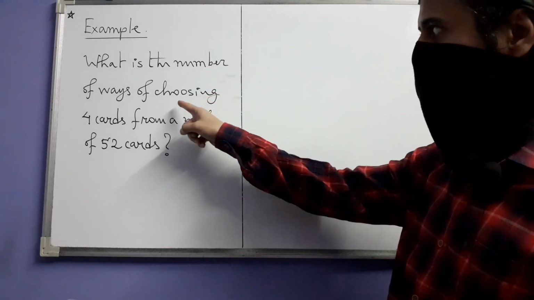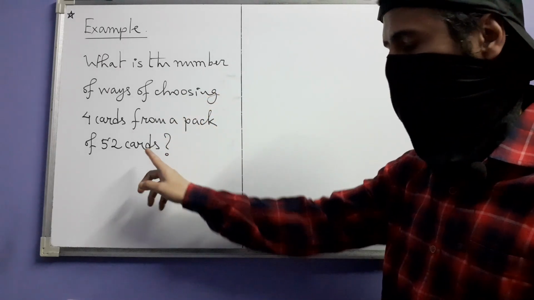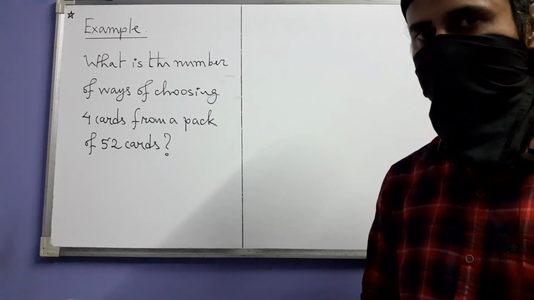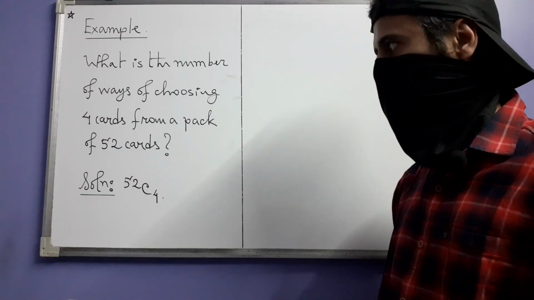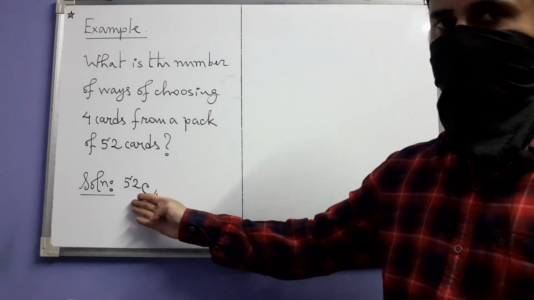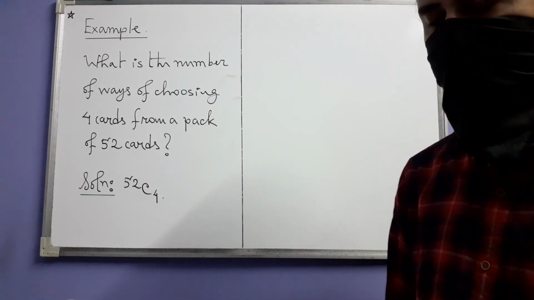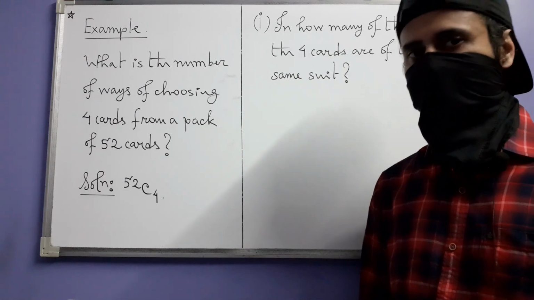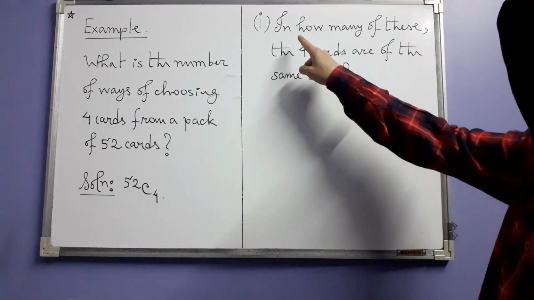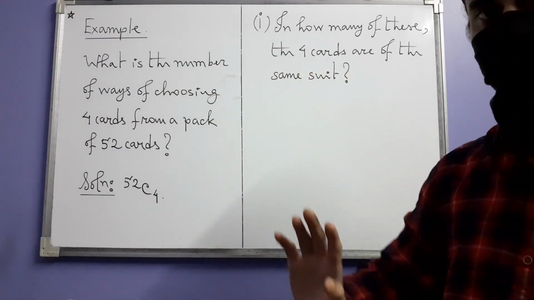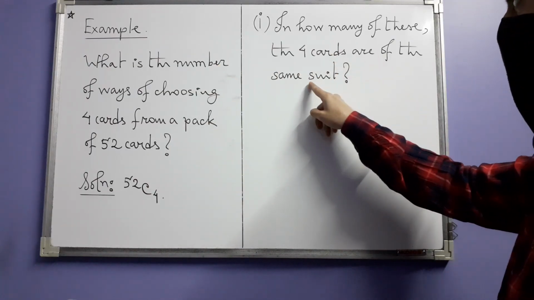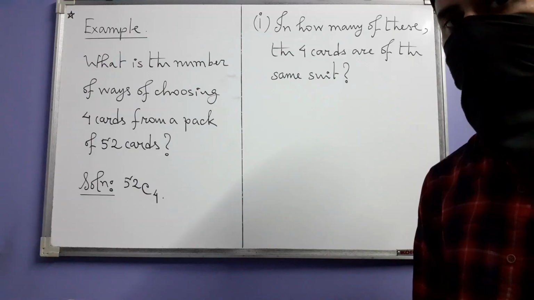So that's the answer. There is one more example. What is the number of ways of choosing 4 cards from a pack of 52 cards? A standard pack of 52 playing cards. And obviously that number is 52C4. There is more to this example. The next part asks this: in how many of these choices the 4 cards are of the same suit?